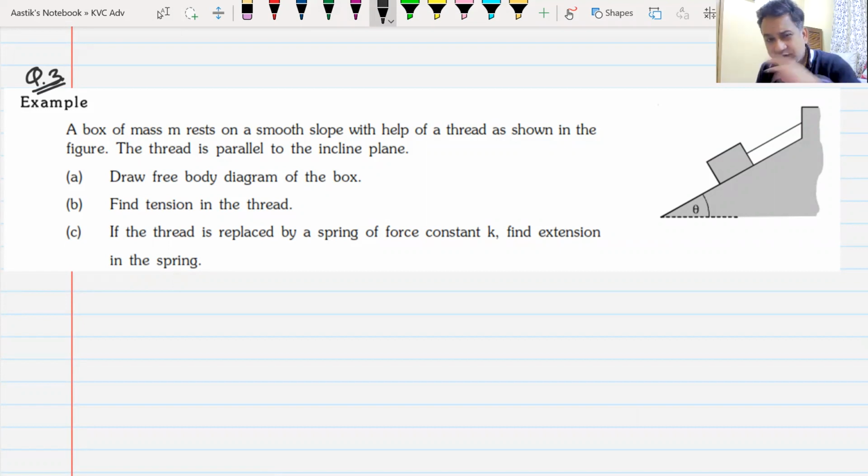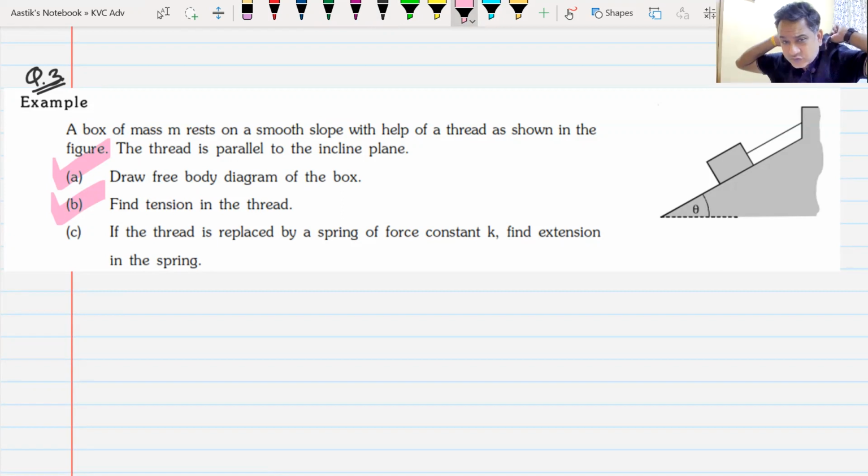We have not discussed spring. We will discuss spring in this question only, since the question has come. So you can do part A and part B, yes or no? Do part A and part B, and then we will try part C. We'll be introducing the third type of force, spring force. 2 minutes you have.